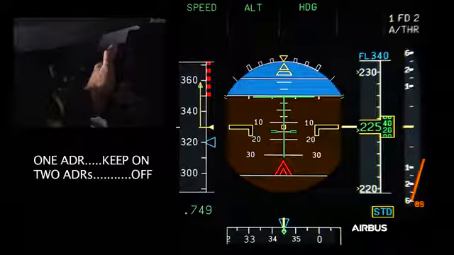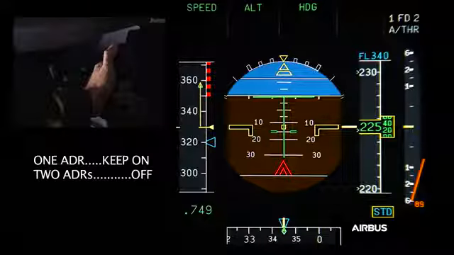Keep one ADR on. Switch off 2 ADRs. Those actions will allow the aircraft to revert to alternate law, stop the alpha protection, and therefore enable the pilot to recover pitch authority.